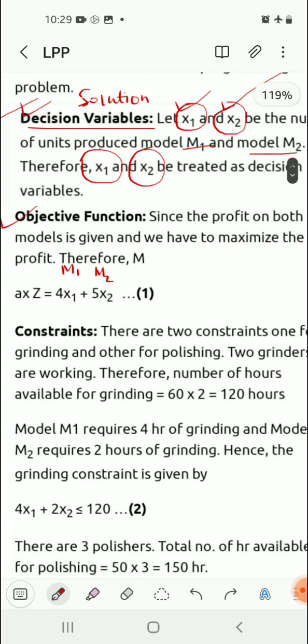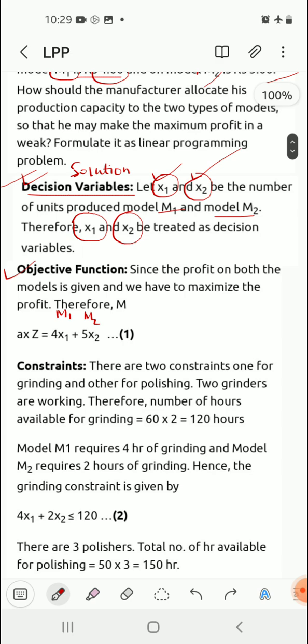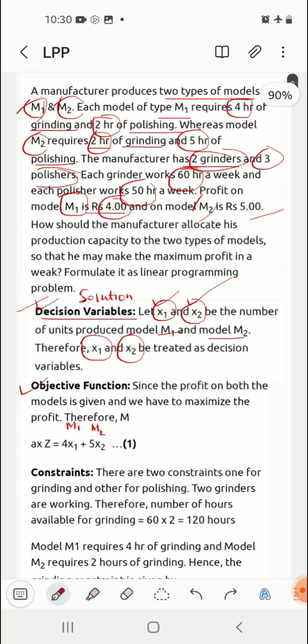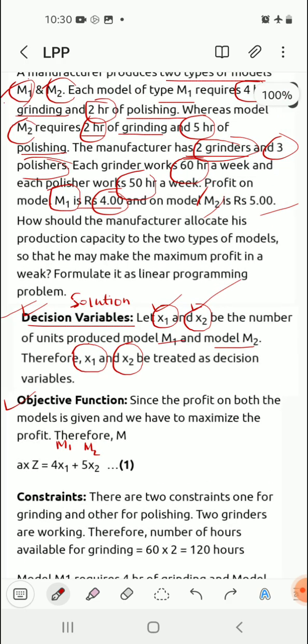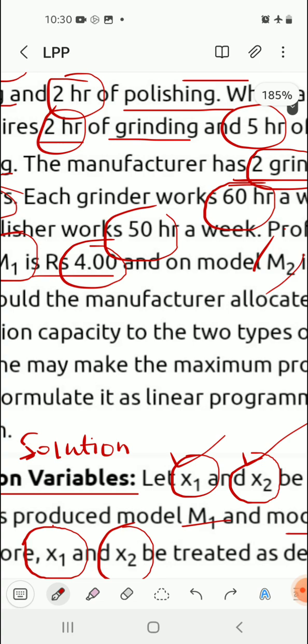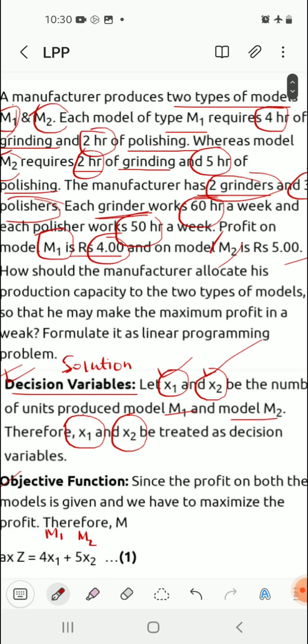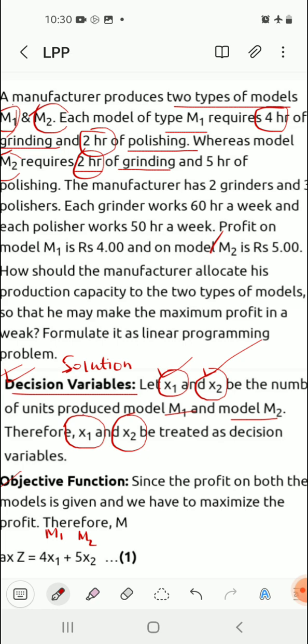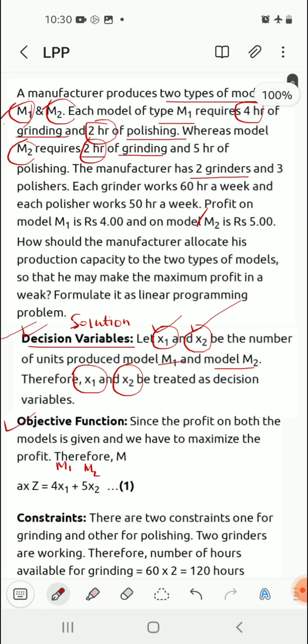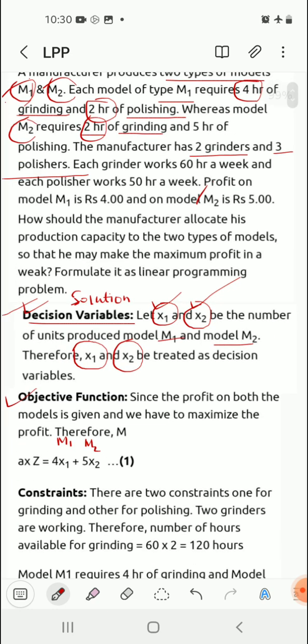Next, what are the constraints? Constraints are the factors that we have to keep in mind so that we can maximize our profit. For the first constraint, there are two types of machines that the manufacturer has. First is the grinder, and then he also has polishers. He has two grinders and three polishers as well.